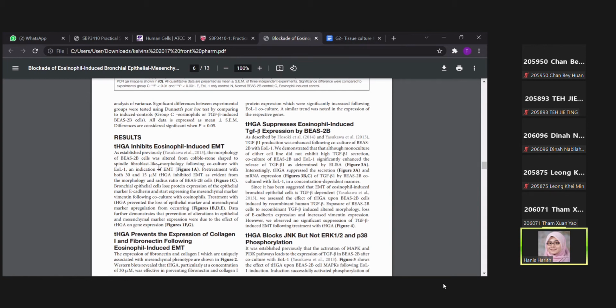Clear? Okay. So at the same time, they also undergo changes in EMT marker expression. In this case, they look at E-cadherin, which is supposed to go down if the cells undergo EMT, and also vimentin, which is supposed to go up if they undergo EMT.